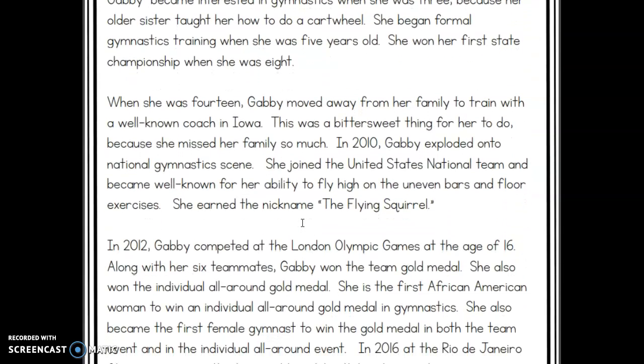When she was 14, Gabby moved away from her family to train with a well-known coach in Iowa. This was a bittersweet thing for her to do because she missed her family so much. In 2010, Gabby exploded onto the national gymnastics scene. She joined the United States national team and became well known for her ability to fly high on the uneven bars and floor exercises. She earned the nickname the Flying Squirrel.